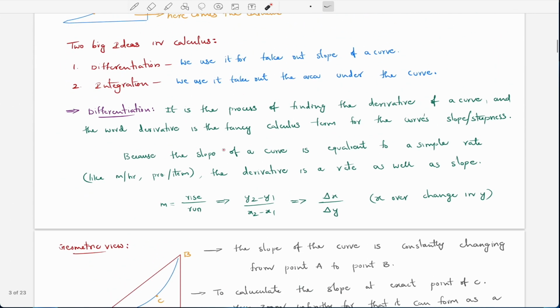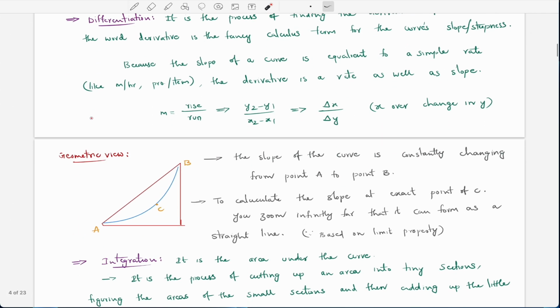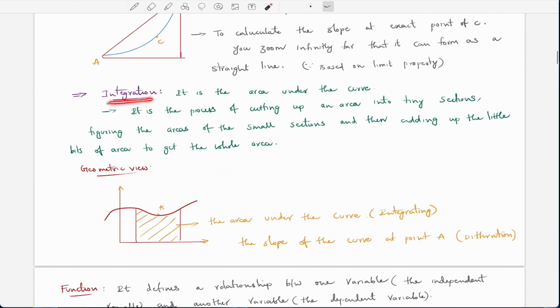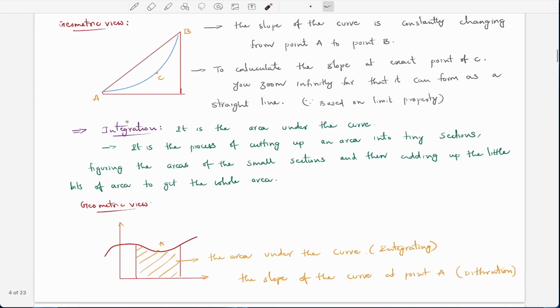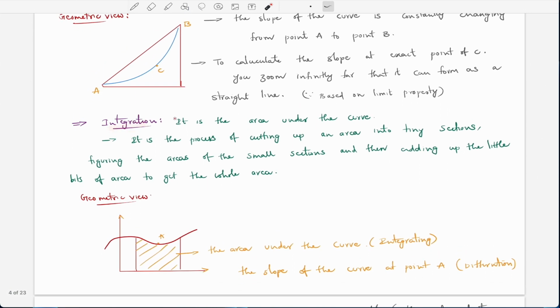After differentiation, what do we mean by differentiation? It is used to take out the slope of the curve, right? So what is integration? Integration is the area under that curve. So differentiation is when I just want to find the slope, and integration is the area under that curve. I have given a clear example right here, so we will look at it.